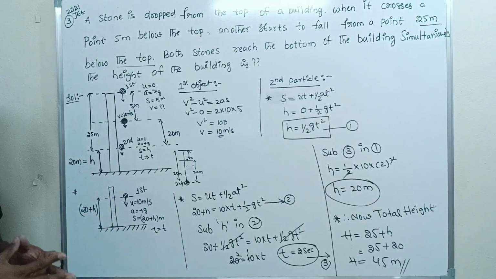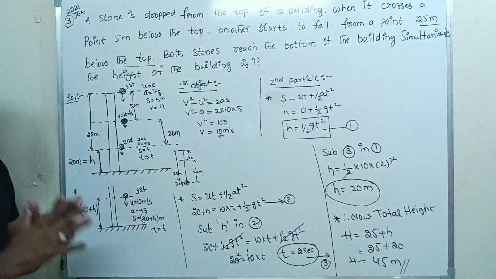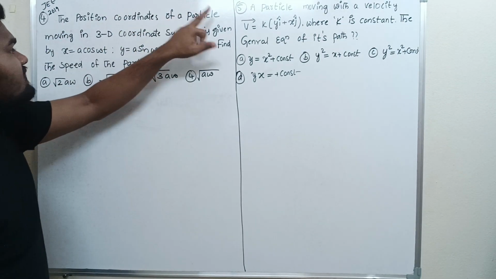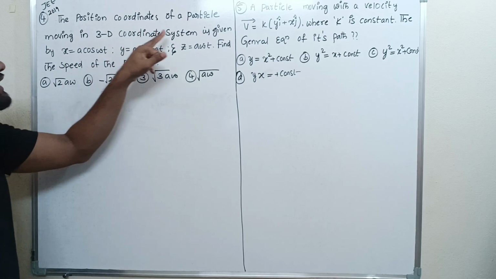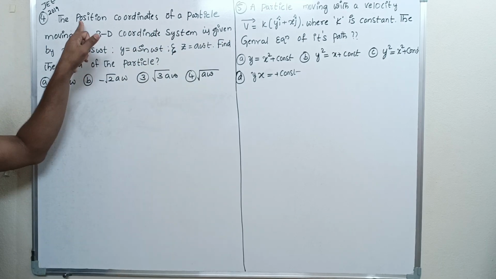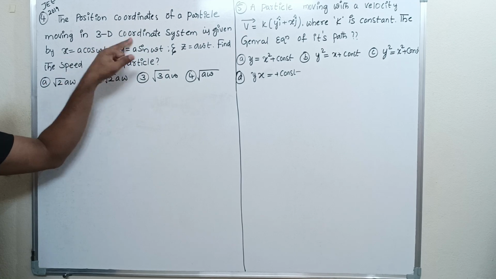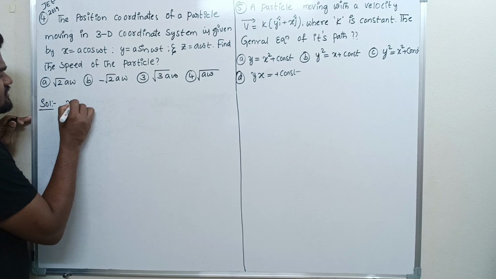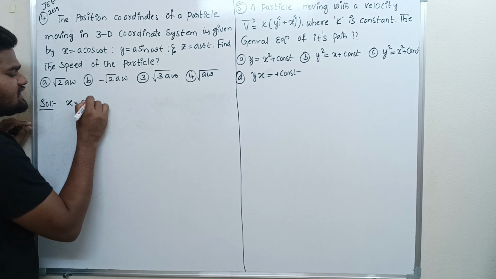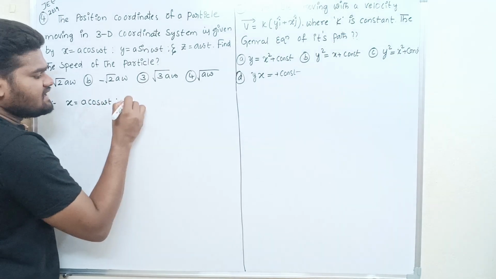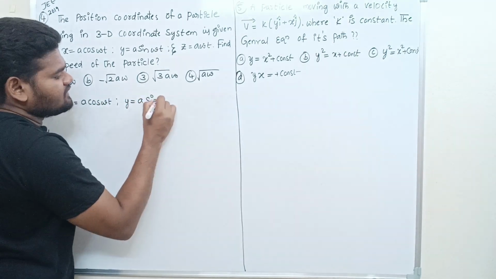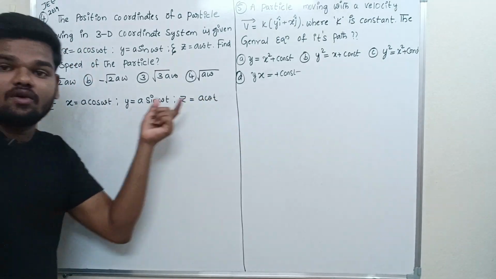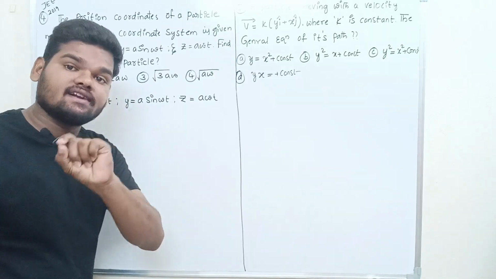3, 2, 1. Go. JEE Mains 2019 question. What are they given? The position coordinates of a particle moving in a three-dimensional coordinate system are given. Solution: have a look. Along the x direction, the position coordinate is x equal to a cos omega t, y is equal to a sin omega t, and z is equal to a omega t. These are the position coordinates of a particle in a three-dimensional coordinate system.